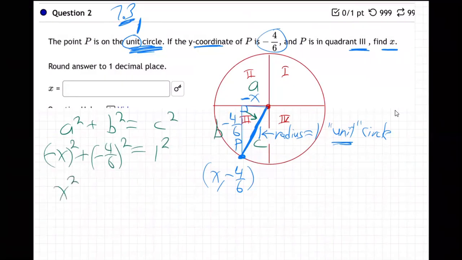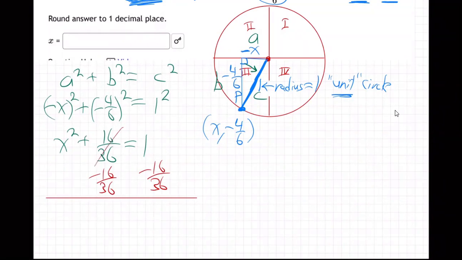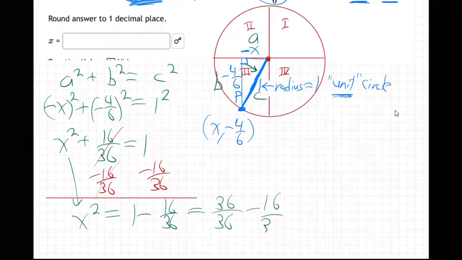Let's solve for x. This is going to be 16/36. This is 1. Okay, so now I need to solve this for x. How do I do that? Well, subtract 16/36 from both sides. Okay, and these cancel. And so x squared, just bring that down, equals 1 minus 16/36. Now, how do you do 1 minus 16/36? Well, you've got to change that 1 to be 36.